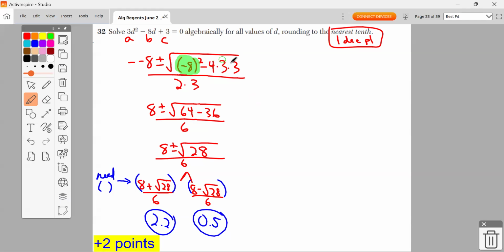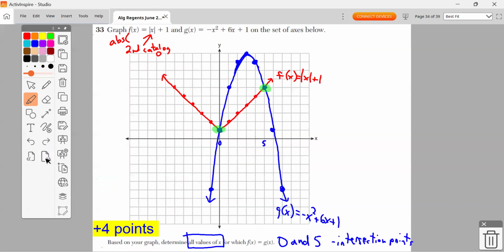Minus 4 times a times c, so times 3 times 3. You get -36 there, over 2 times a. 2 times 3 is 6. 64 minus 36 is 28. We can stop right there. We don't have to put it in simplest radical form. You're changing it into a decimal. If you try to type this whole thing into the calculator at once, you need to put parentheses around the numerator. We have 8 plus radical 28 divided by 6, and 8 minus radical 28 divided by 6. You get 2.2 and 0.5.